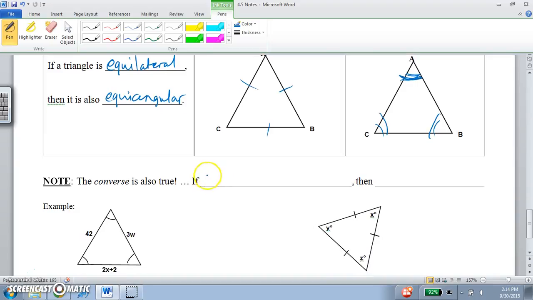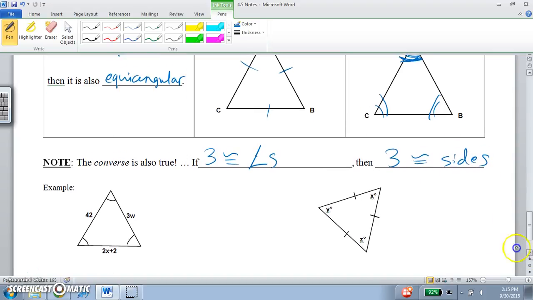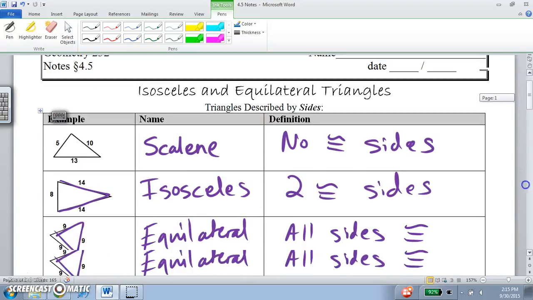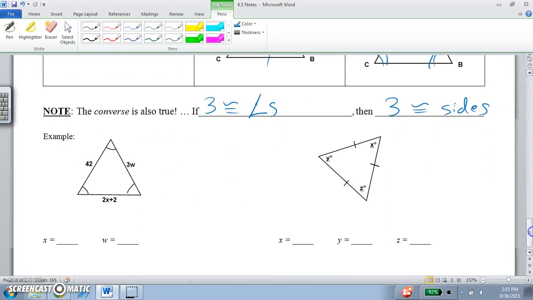The converse again is also true, so if 3 congruent angles, then 3 congruent sides. So here we've got all of these angles, all of these angles are congruent. So we know that all of these sides have to be congruent. So the number I have here is 42, so 42 has to be equal to both of these other two things. So 42 equals 3w. I would divide by 3, and I would get w equals 14. So w equals 14.